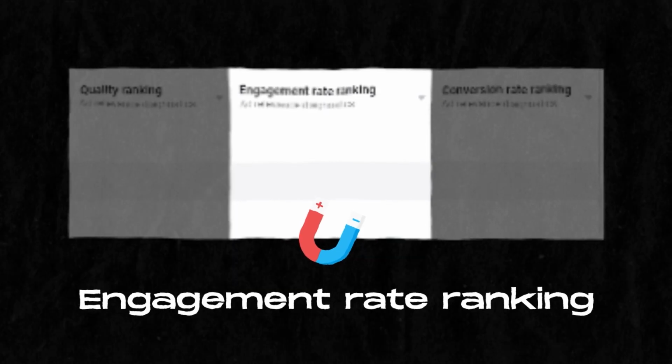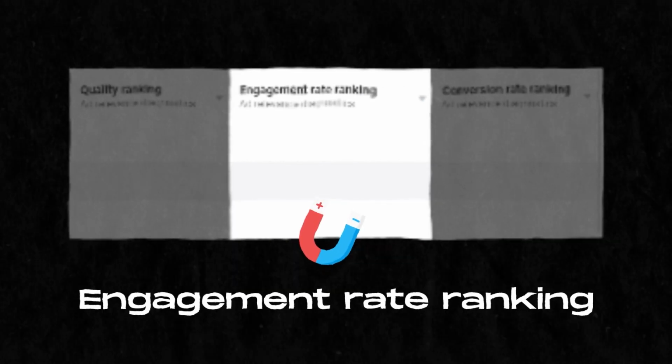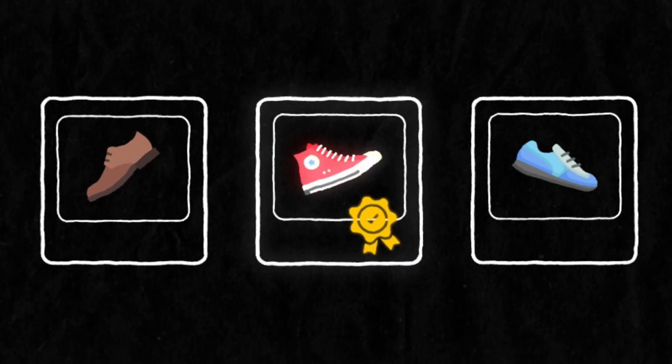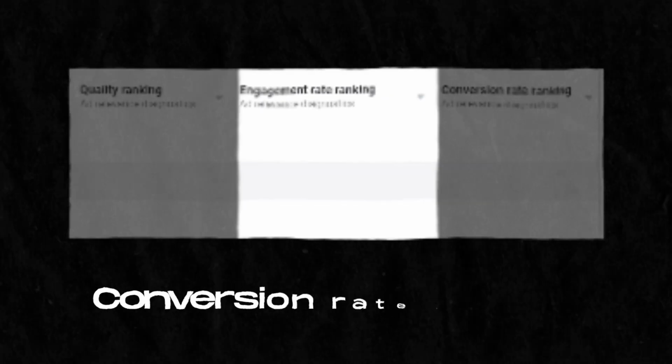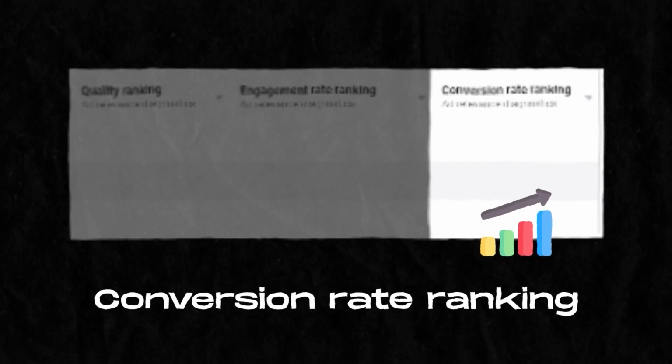Engagement rate ranking is a ranking of your ad's expected engagement rate. So engagement includes all clicks, likes, comments, and shares. Your ad is ranked against ads that competed for the same audience. Conversion rate ranking is a ranking of your ad's expected conversion rate. Your ad is ranked against ads with your performance goal that competed for the same audience.